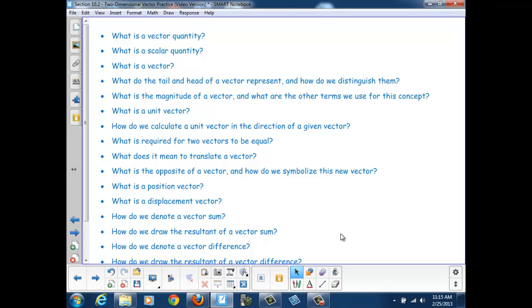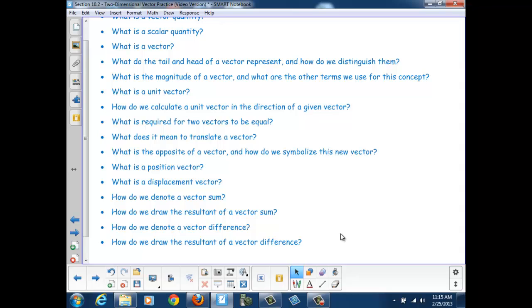What is a position vector? What is a displacement vector? How do we denote a vector sum? How do we draw the resultant of a vector sum? How do we denote a vector difference? And finally, how do we draw the resultant of a vector difference?